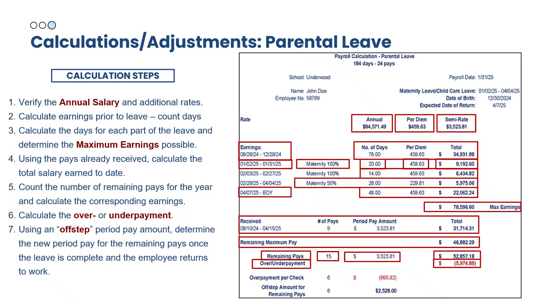Once the payment is determined, it is equally divided into deductions spread out through your leave. Given the amounts of these adjustments, payroll calculates an off-step amount for your remaining pays. This is done by subtracting the adjustment amount per paycheck from your regular period pay. The result is your new pay period amount.